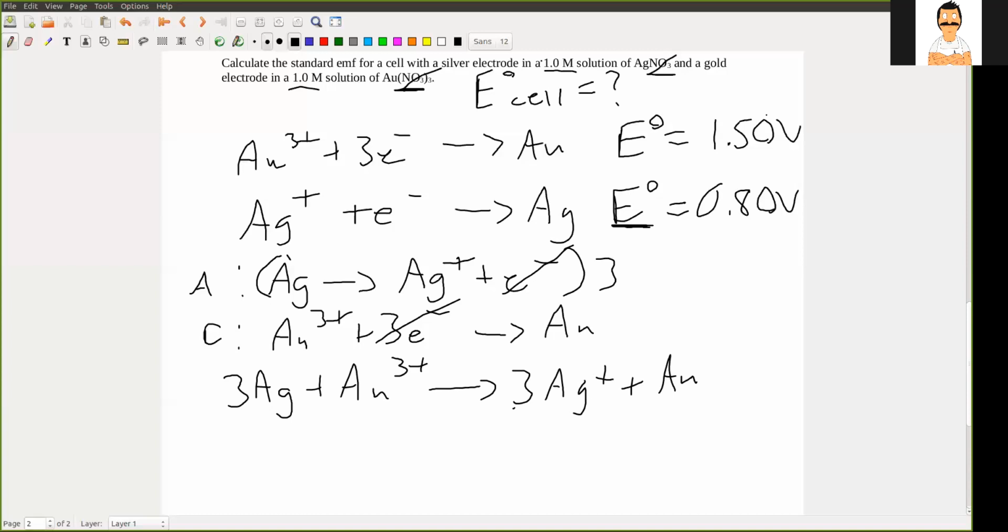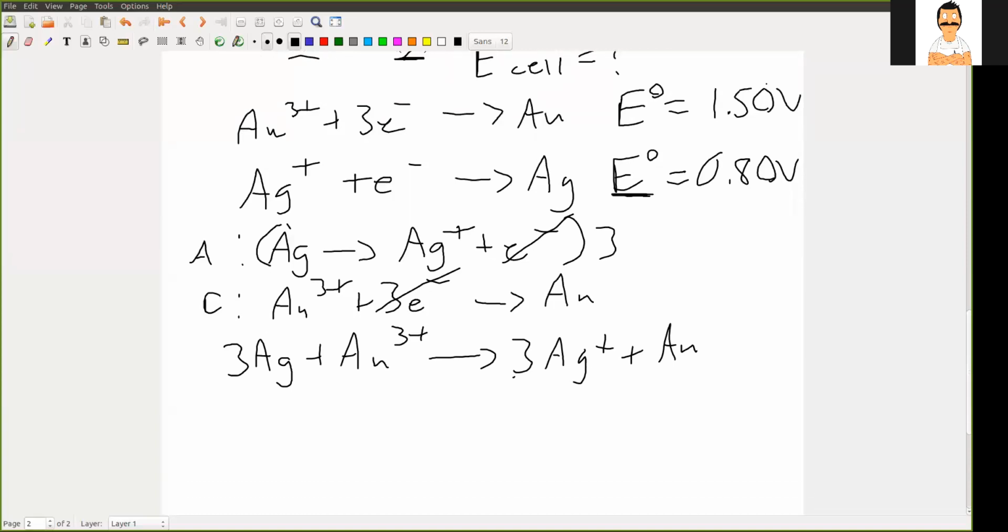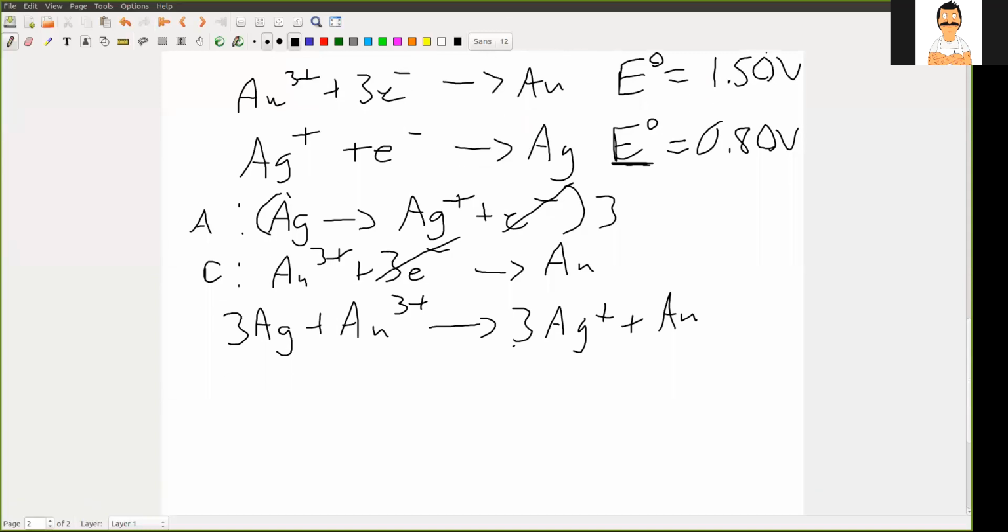And so there's a couple of ways of looking at how to do our E cell. The way that is standard in chemistry is that the E cell is equal to the standard potential of the cathode minus the standard potential of the anode.